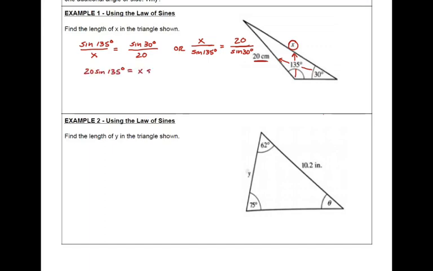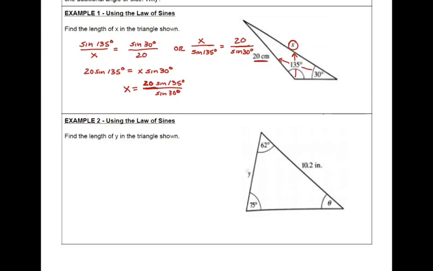I would get 20 sine of 135 is equal to x sine of 30. What I did was multiply both sides by 20x, which essentially clears fractions. You might cross multiply to solve that. And then divide both sides by sine of 30 to get x by itself. So x should be 20 sine of 135 over sine of 30. That would be an exact answer.